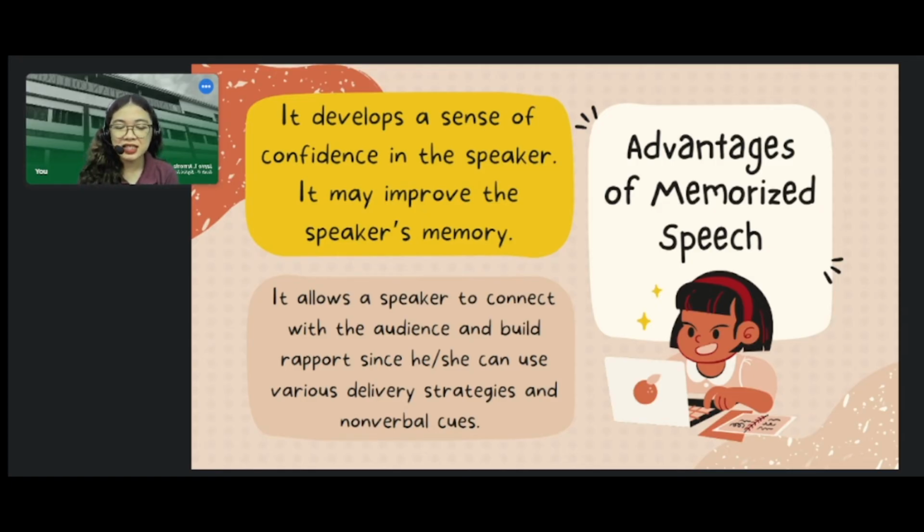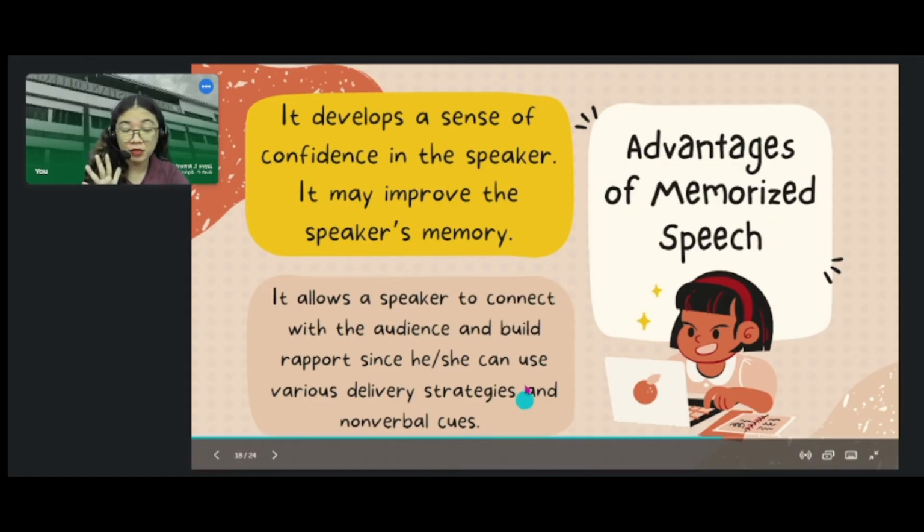Okay? And next, it allows the speaker to connect with the audience and build rapport since he or she can use various delivery strategies and nonverbal cues. Because you are not sticking to the copy of your speech because it is memorized speech nga. You can have a connection with your audience. You can go to them, ask them a question, okay? You can have a small conversation with them because you already memorize your speech, okay? That is the most advantage of memorized speech for me, okay?